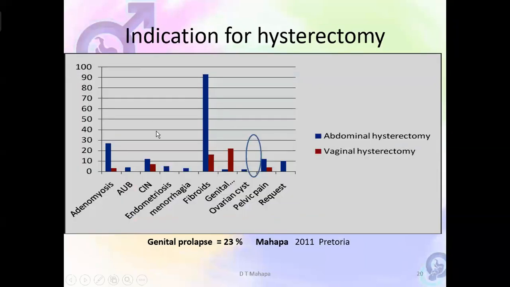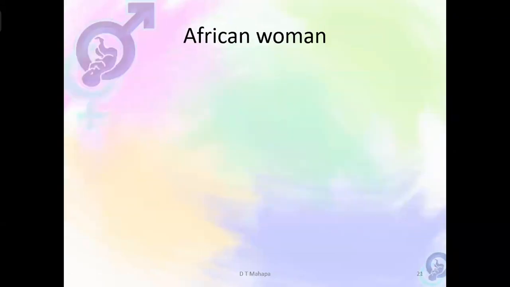This is the result of my study. You can see that fibroids goes up there. About 90-something percent of the patients were for fibroids. And if you look at those who did it vaginally, the commonest cause of vaginal hysterectomy became pelvic organ prolapse. And this is far less than the fibroids. That's the table from the Mahapa study.